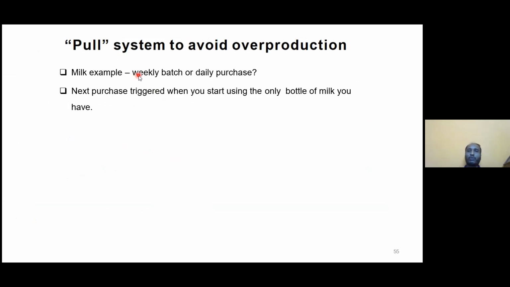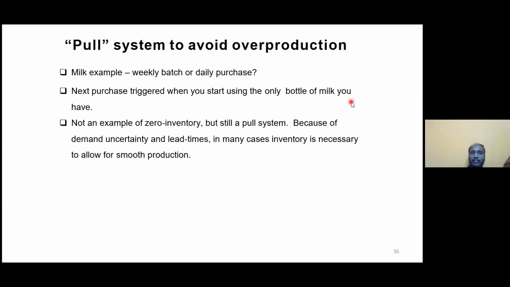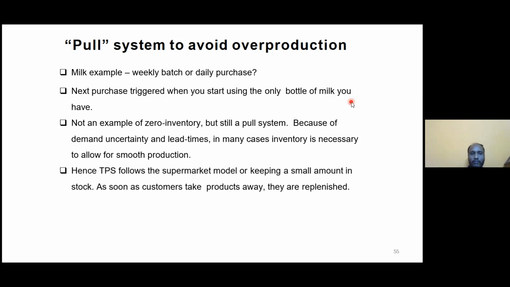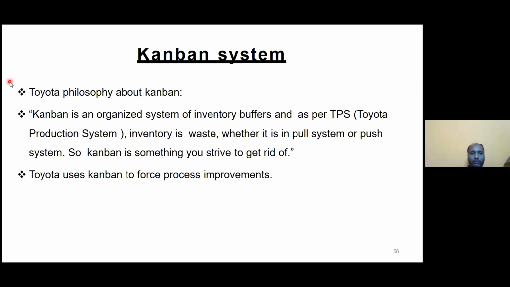The pull system avoids overproduction. Example, milk purchase: a weekly batch or daily purchase. The next purchase is triggered when you start using the only bottle of milk you have. So it is not an example of zero inventory, but still a pull system. Because of demand uncertainty and lead times, in many cases inventory is necessary and allows for smooth production. So I am coming directly to the examples, then you will have a better understanding.